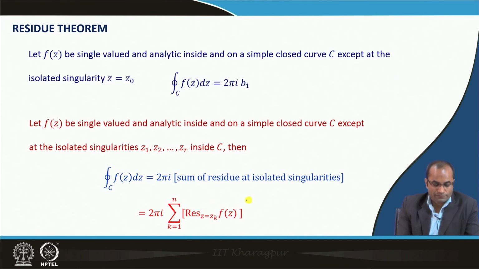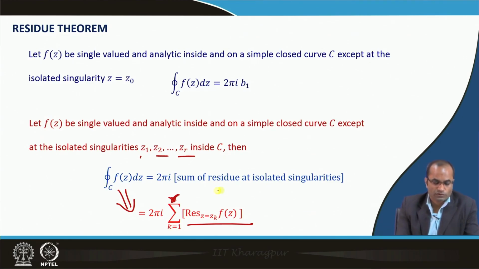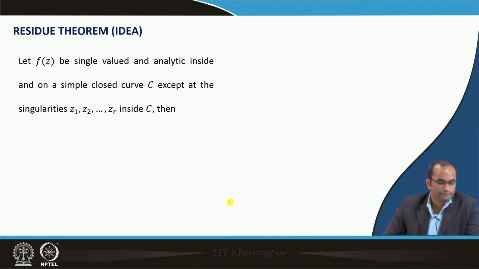So, we have this formula, k from 1 to r, because we are taking z 1, z 2, z 3, up to z r, and then this residue. The value of this integral can easily be evaluated using the residue theorem. How this residue theorem comes about, we will give just some idea here.